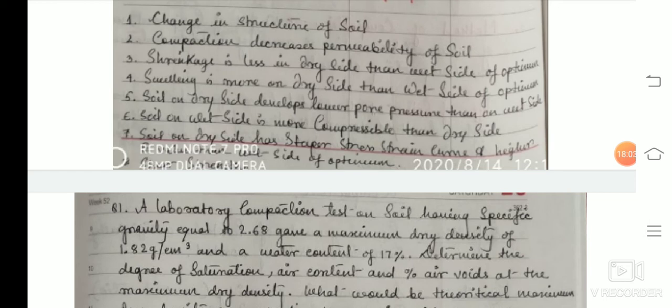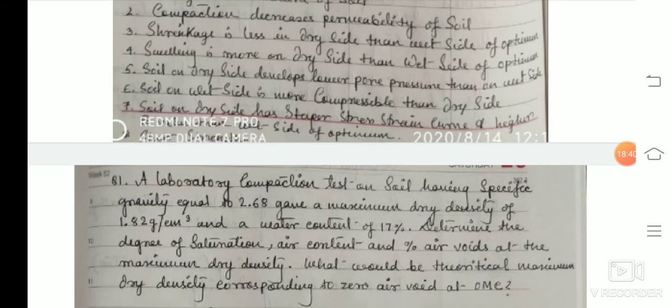And again, if we increase the compactive effort, the permeability of the soil will also decrease because the particles will come closer to each other or will be more oriented. Hence, permeability will decrease. So, what will be the next property that will change? That is shrinkage. For the same density, the soil compacted on the dry side of optimum shrinks very much less than the sample which is compacted on the wet side of optimum. Why does this occur? This is because the soil particles have a dispersed structure with nearly parallel orientation and can pack more efficiently. Hence, shrinkage occurs.